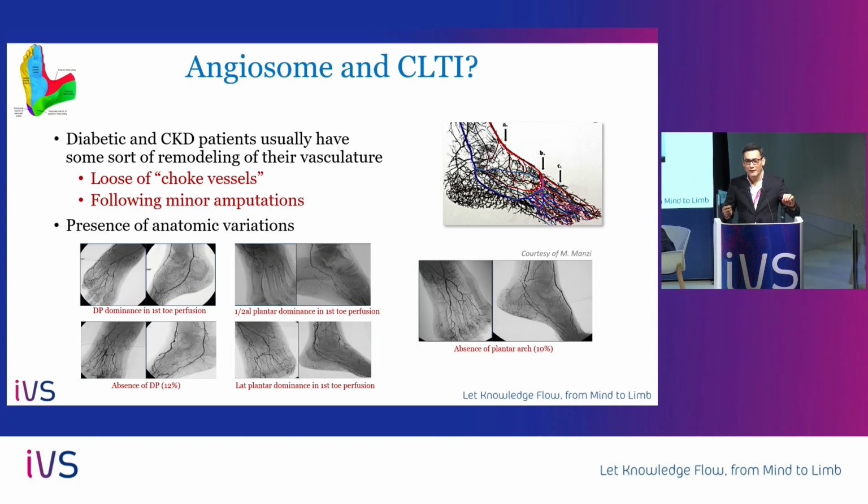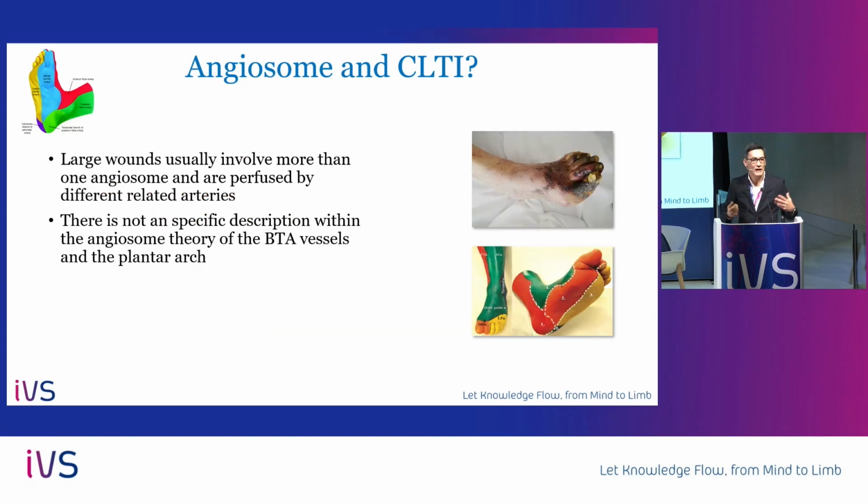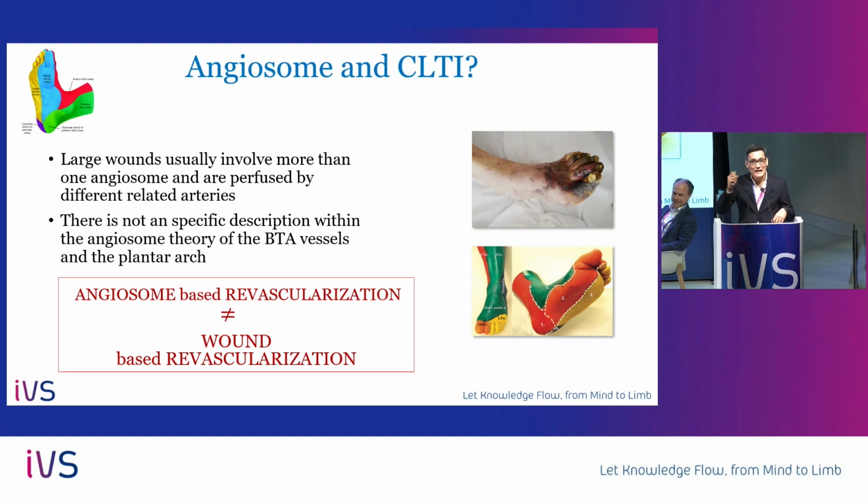But moreover, have a look at these anatomical variations described by Mariano and Marco. This is basically not described in the angiosome concept, and also the majority of large wounds involve more than one angiosome, which probably just makes your life a lot more complicated. At the end of the day, in the Taylor and Palmer description, there was nothing described about the BTK vessels or the plantar arch. So that's why I don't think that angiosome-based revascularization is the same as wound-based revascularization.